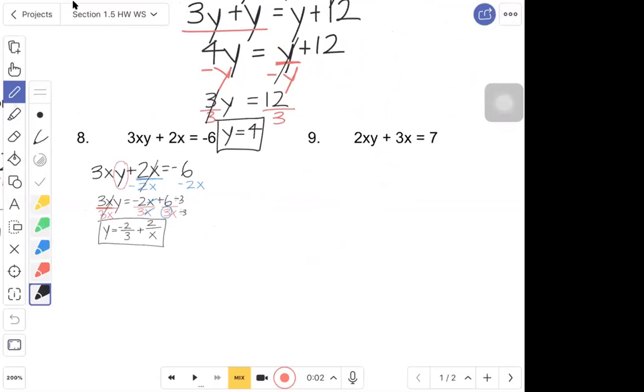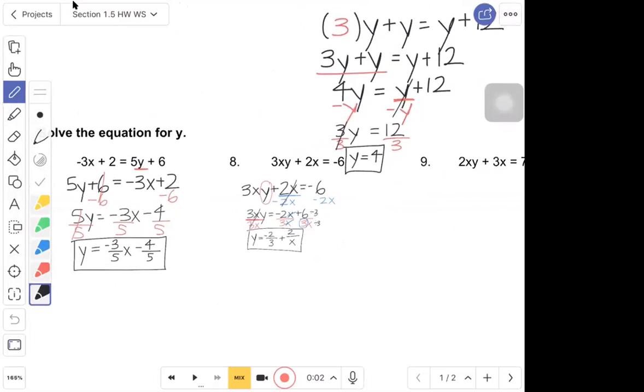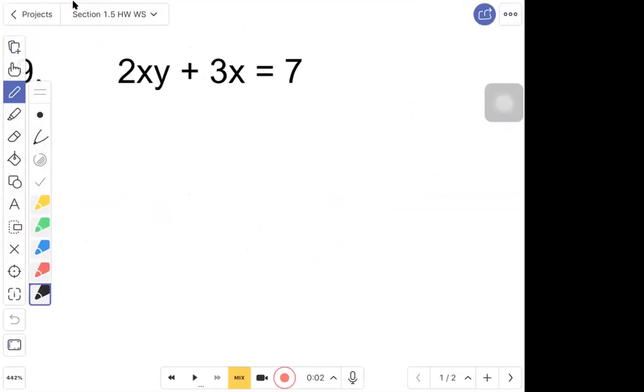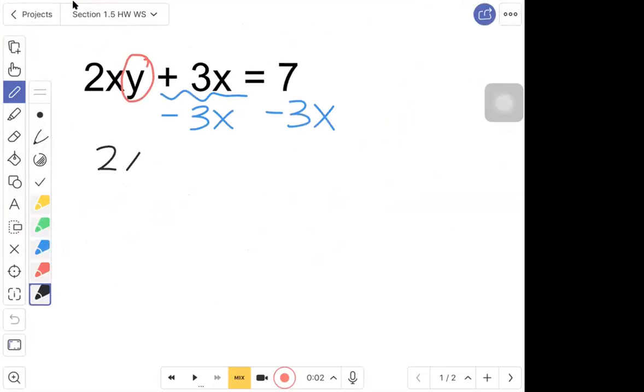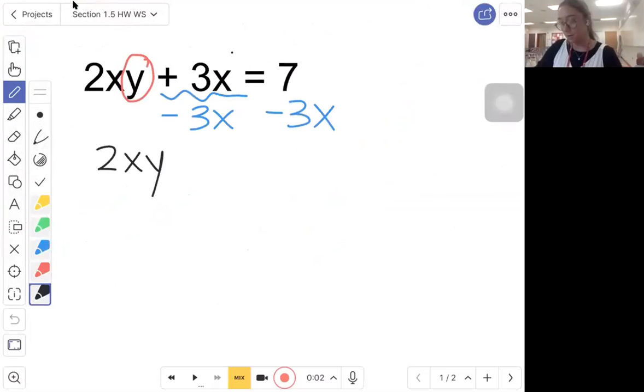All right. So our directions are the same. We are still solving the equation for y. So our y is right here. So let's get this term on the other side. So let's subtract both sides by 3x. So then we have 2xy. We didn't do anything to that term. Our 3x's will cancel. And we have negative 3x plus 7.